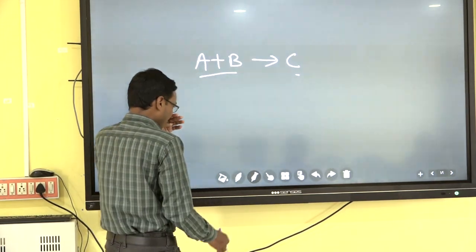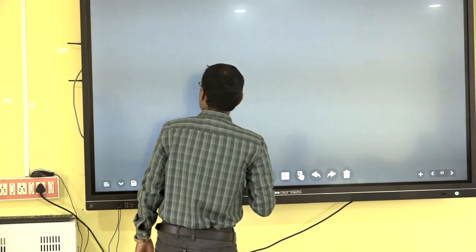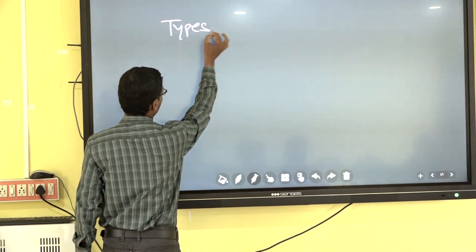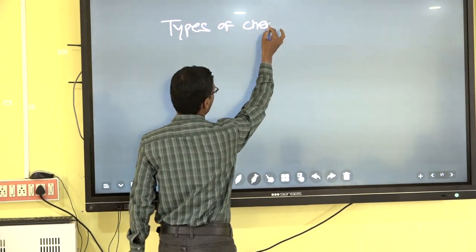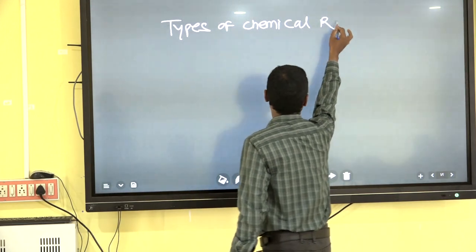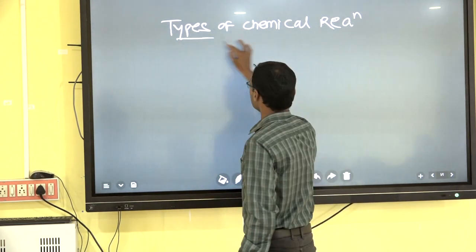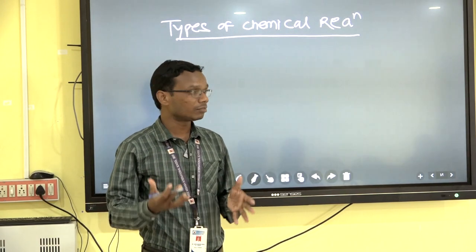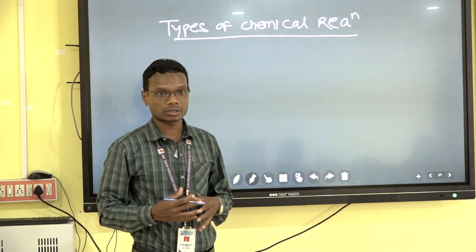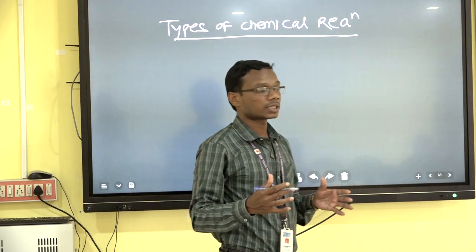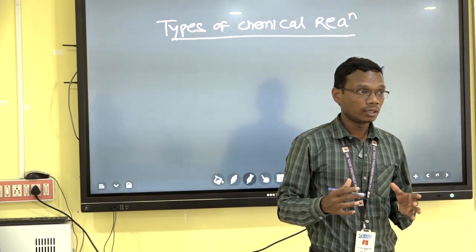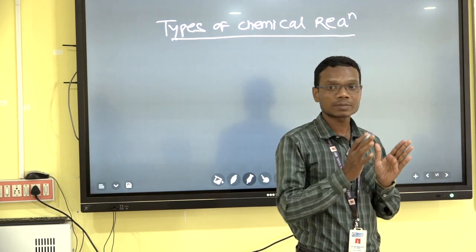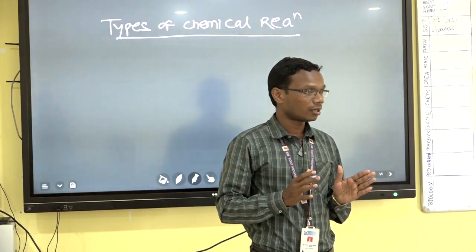Okay. Now today we will read another important topic, types of chemical reaction. Chemical reactions are of various types. And whenever we study about type, there must be a base. Base means what?